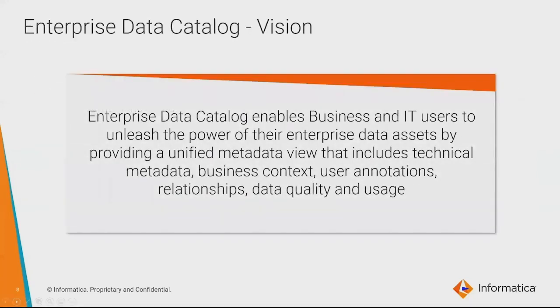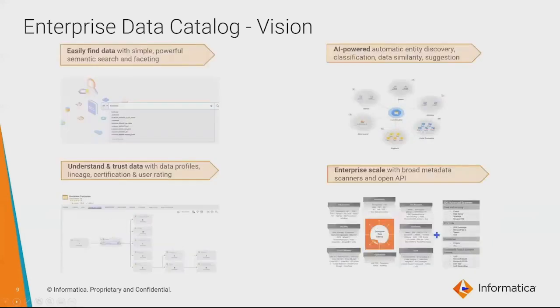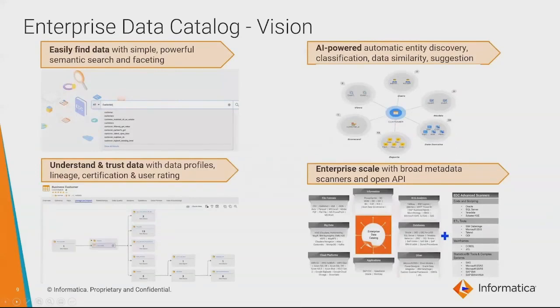Enterprise Data Catalog vision. Our vision is for Enterprise Data Catalog to be the Google for enterprise data assets. EDC enables business and IT users to unleash the power of their enterprise data assets by providing a unified metadata view that includes both technical and business context, with user annotations, lineage, relationships, data quality, usage metrics, and many other details. A few screenshots from the product are shown.